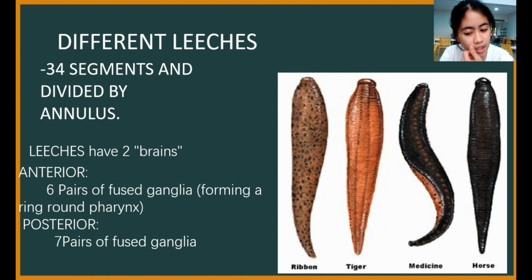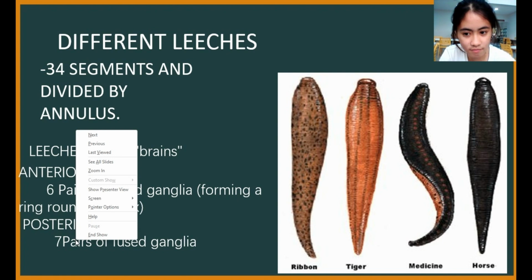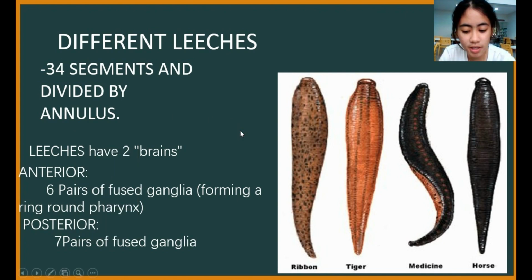But based on my research, leeches have 32 brains. Why? Because a leech is an annelid, meaning that it belongs to a category of animals with segmented bodies. The leech body consists of 32 segments. Each of the 32 segments has its own brain.